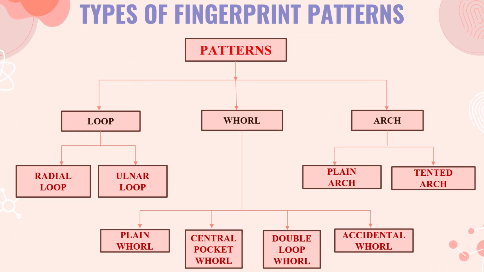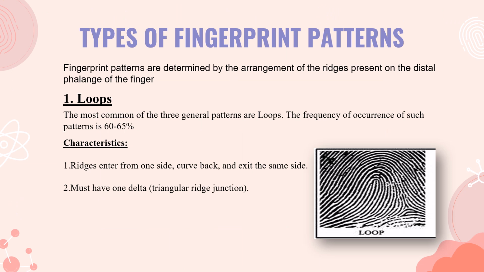Let's discuss the types of fingerprint patterns in detail. Patterns are divided into loop, whorl and arch, where loop is divided into radial loop and ulnar loop. Whorl is divided into plain whorl, central pocket whorl, double loop whorl, and accidental whorl, whereas arch is divided into plain arch and tented arch. Fingerprint patterns are determined by the arrangement of the ridges present on the distal phalange of the finger.